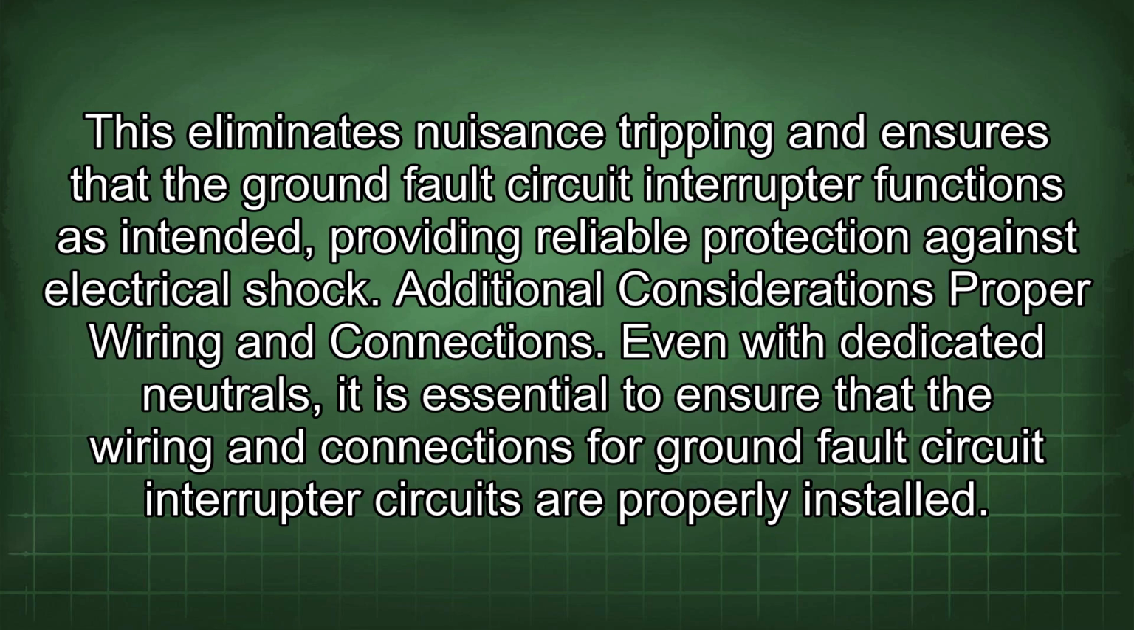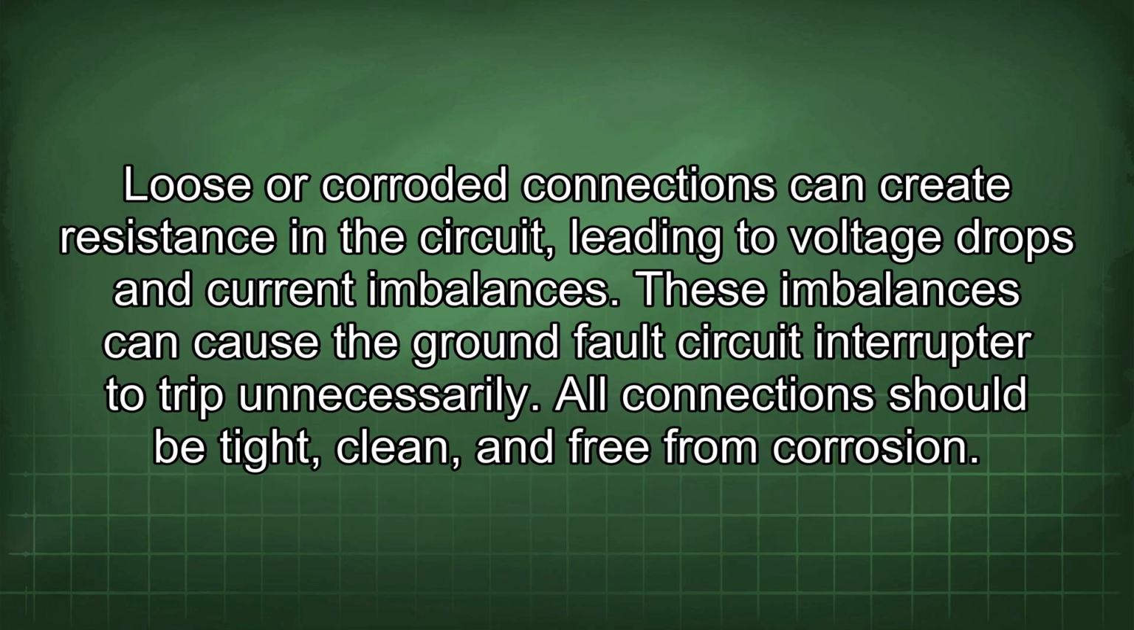Additional considerations: proper wiring and connections. Even with dedicated neutrals, it is essential to ensure that the wiring and connections for ground fault circuit interrupter circuits are properly installed. Loose or corroded connections can create resistance in the circuit, leading to voltage drops and current imbalances. These imbalances can cause the ground fault circuit interrupter to trip unnecessarily. All connections should be tight, clean, and free from corrosion.